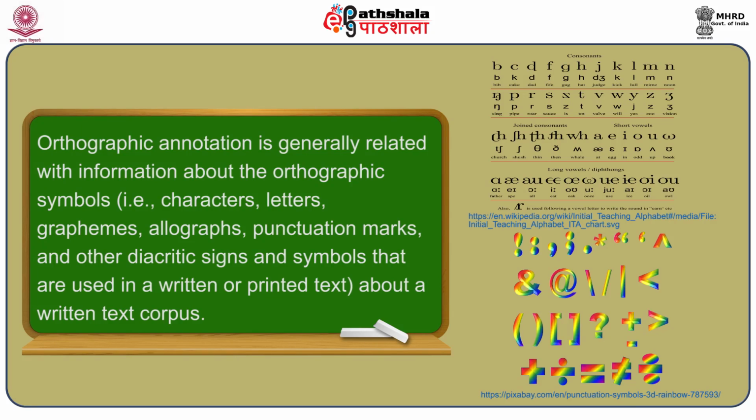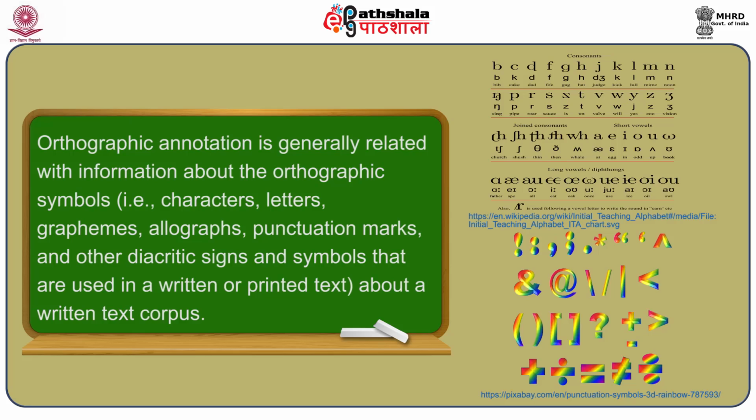The first point to be noted here is that orthographic annotation is applied only to written text. So it can be applied on a written text corpus or a spoken text which has already been transcribed into written text. So orthographic annotation is normally applied on a written text corpus or the transcribed version of the speech corpus.